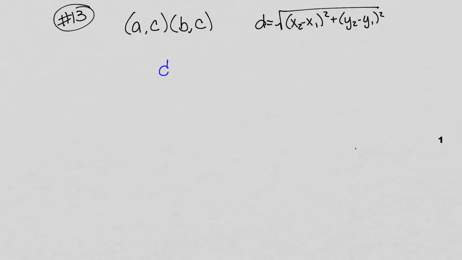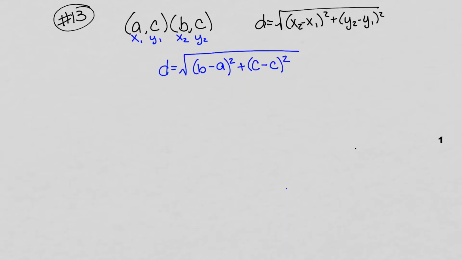So I know the distance formula is the square root, and we're going to call this x1, y1, and x2, y2. So x2 is B, minus x1 is A, and that's squared, plus y2 is C, minus y1 is C, and that is squared. Okay, a lot of people are just trying to enter that into Big Ideas, and it's not working. Well, this simplifies a bit.